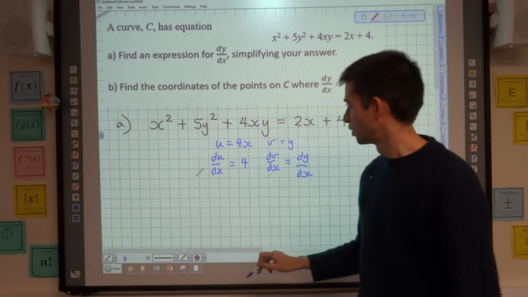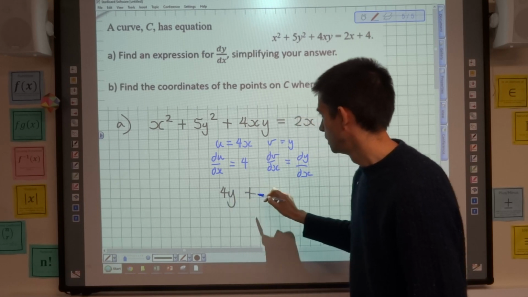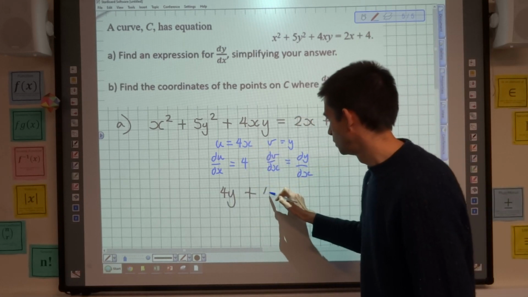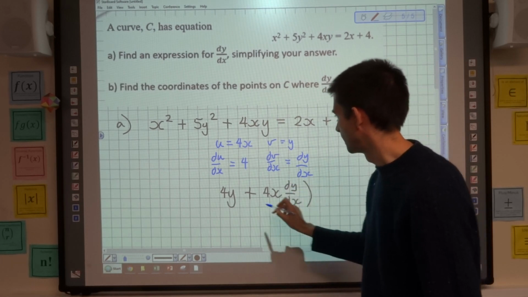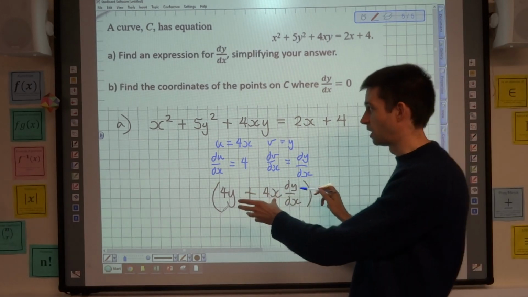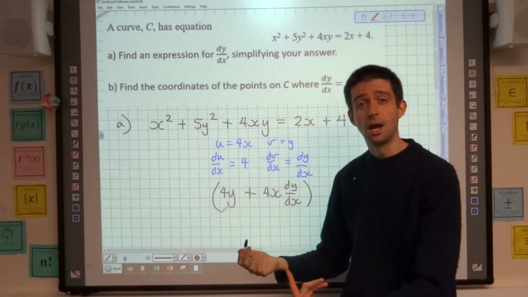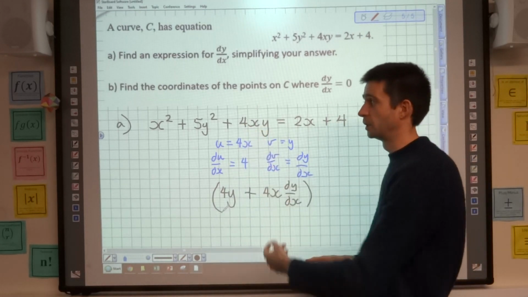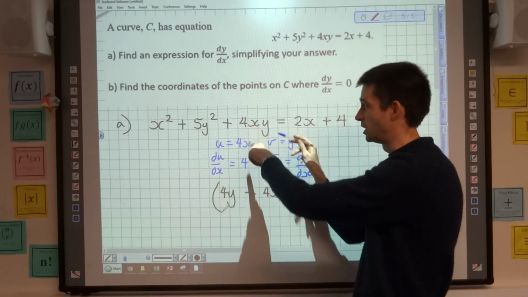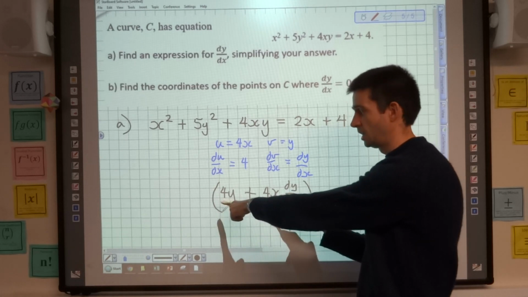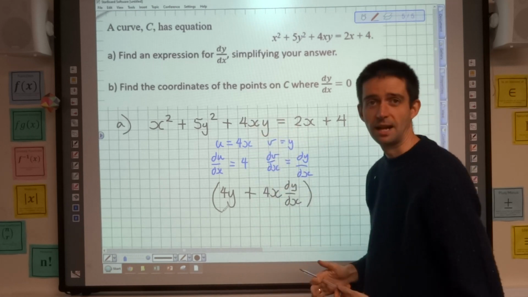Then using the product rule, v du/dx, which would be 4y, plus u dv/dx, which would be 4x dy/dx. Put that in a bracket because what I've done there is differentiate the 4xy. And what you may notice if you've looked at the previous videos, where rather than 4 the coefficient was 3, is that we've got the same form when we've differentiated 4xy, it's just we have the 4 instead of the 3, and that's a general thing that's going to happen with a different value there.